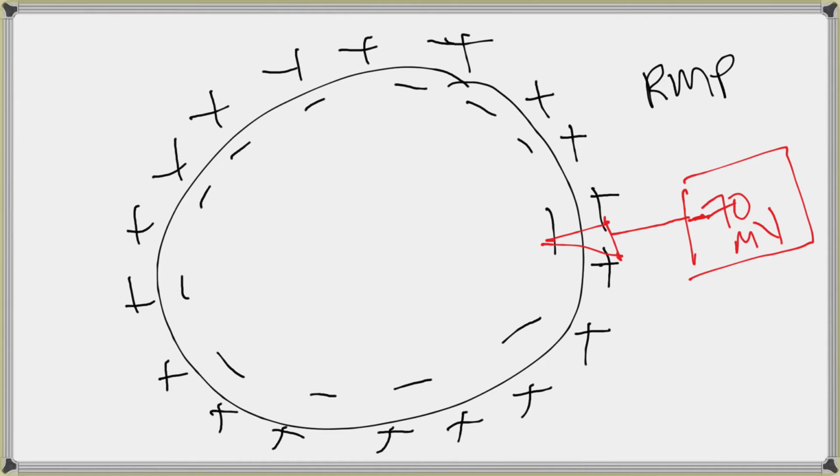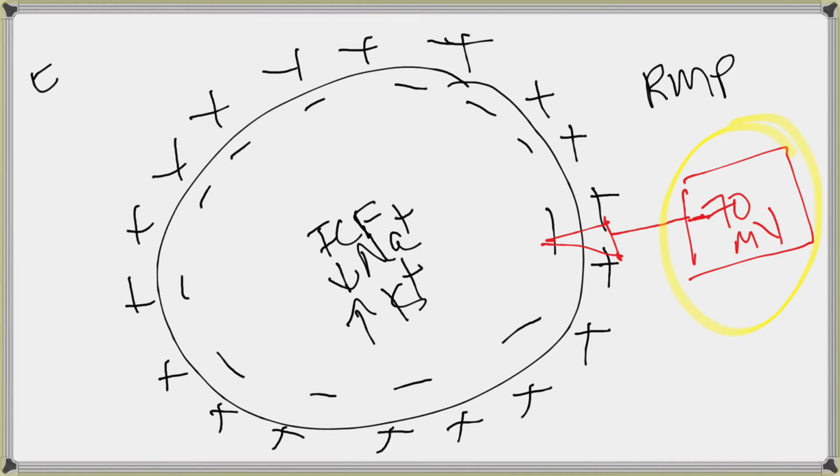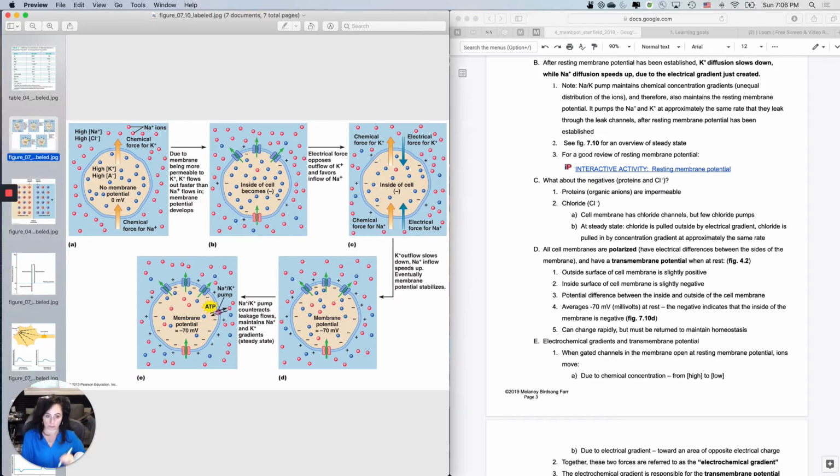So this is homeostatic, yes, and we're going to have to maintain it. And then the things that we knew before, the ICF with low sodium, high potassium, and the ECF with high sodium, low potassium. Okay, these things are also homeostatic. So this is all the cell at rest, or resting membrane potential. That's where we are now.